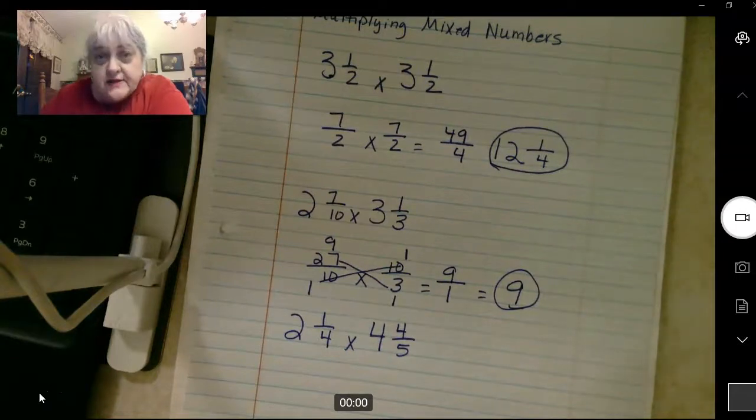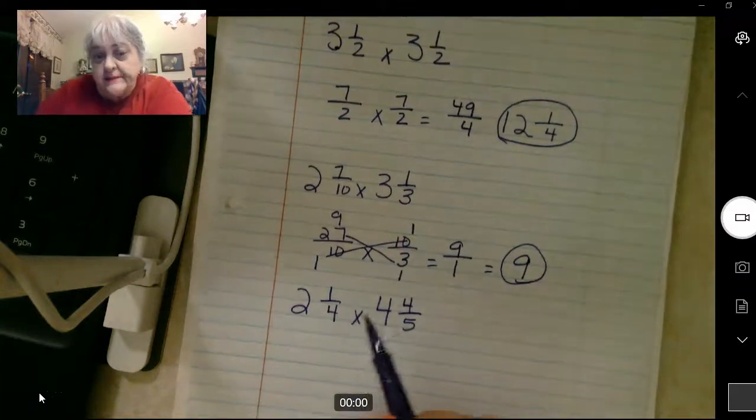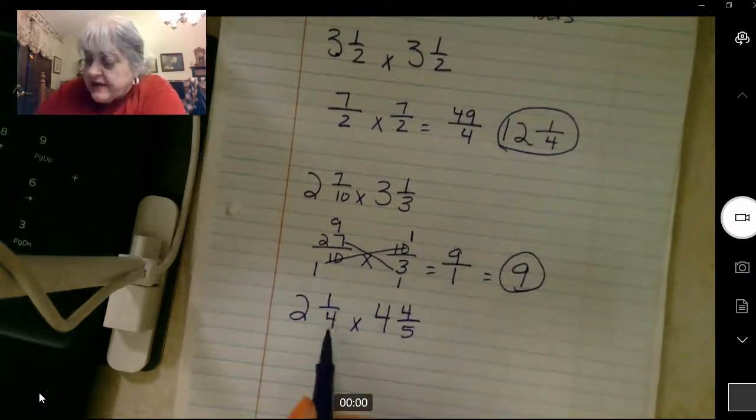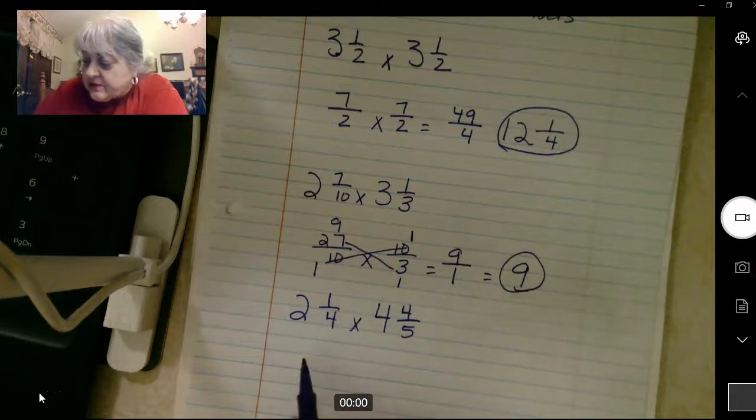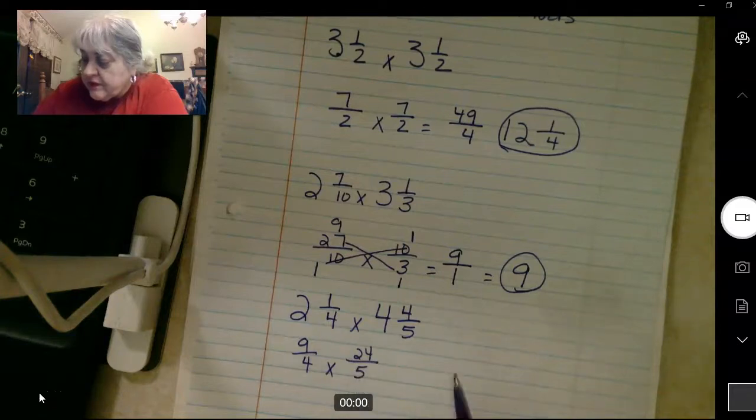I hope you did it, had a chance to work this out. So now let's look at it and see if you had it right. Remember, step 1 is always to make the mixed numbers mad and turn them into an improper fraction. 4 times 2 is 8, plus 1 is 9. So I'm going to have 9/4. 5 times 4 is 20, plus 4 is 24. And I'm going to have 24/5.